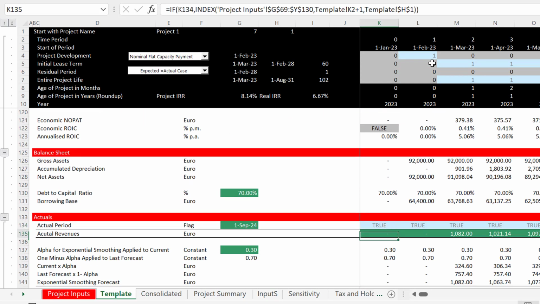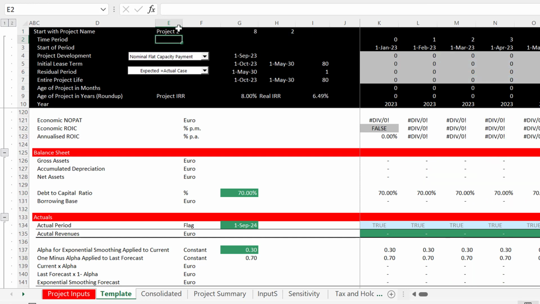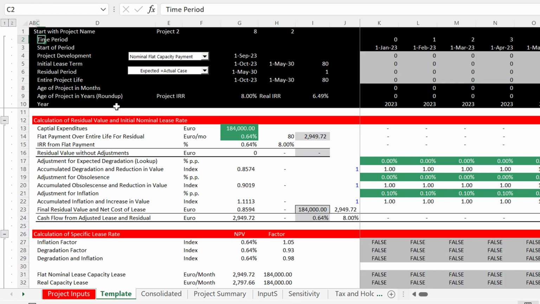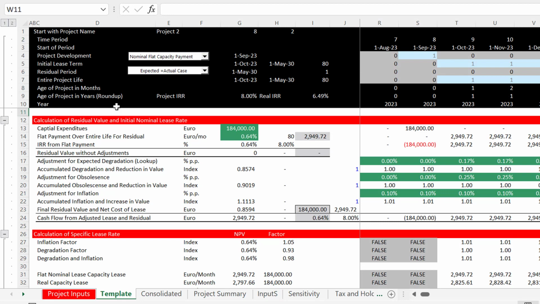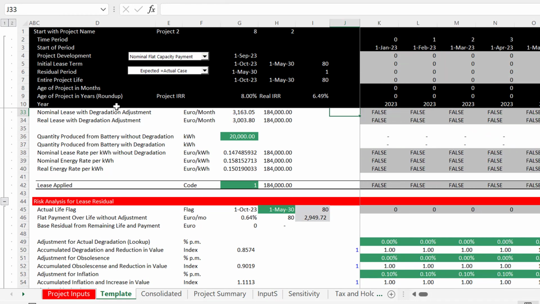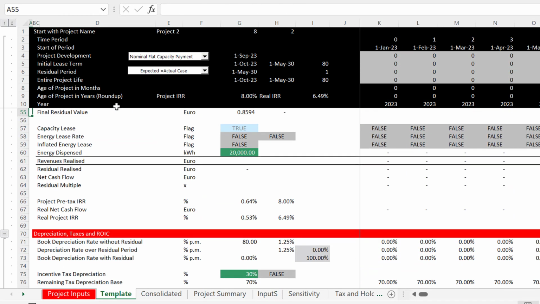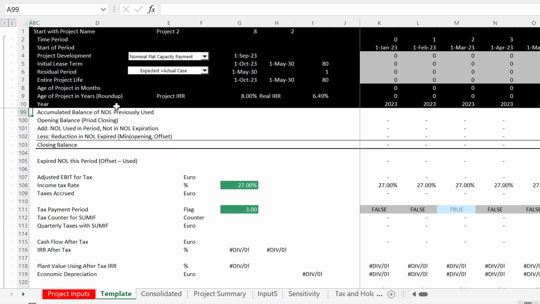And then we get our actual in. Where is our actual? Down here. And we colored that. So that's our first one. And if we put our project 2 in, we get the next one. And uh-oh, that didn't start for a while after. And then I've got some divide by zeros that are really pissing me off. Where were the divide by zeros? Plant value using after tax IRR.